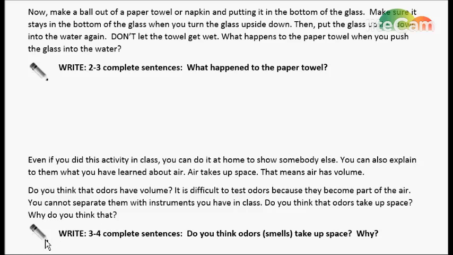This is your second assignment. Write 3 to 4 complete sentences. Do you think that odors, smells, take up space? Why?